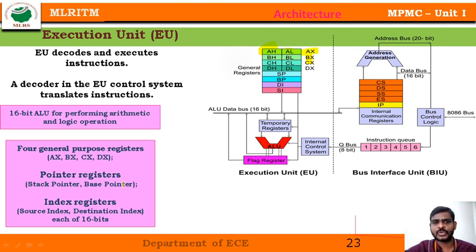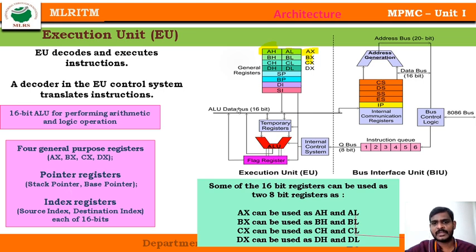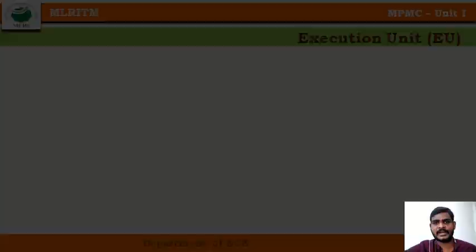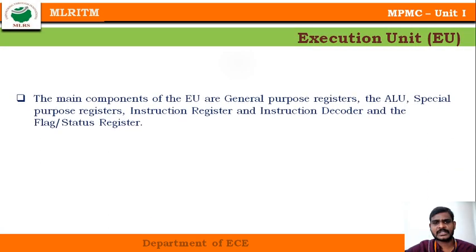It also has 2 pointer registers, stack pointer and base pointer, and index registers, source index and destination index. All these are 16-bit in size. Along with this, as I said, AX can be used as AH and AL, BX as BH and BL, so 8-bit operations can also utilize these 16-bit registers by splitting them into AH, AL, BH, BL, CH, CL and DH and DL. These are some of the functions.